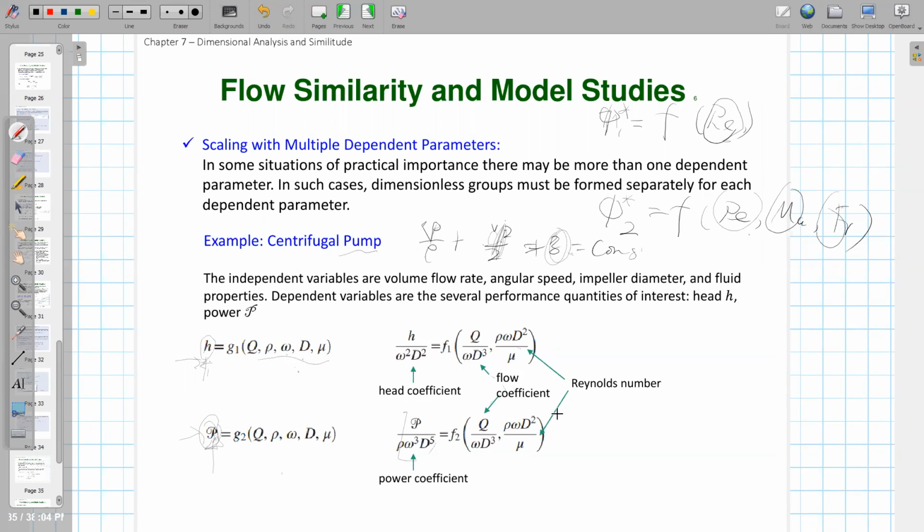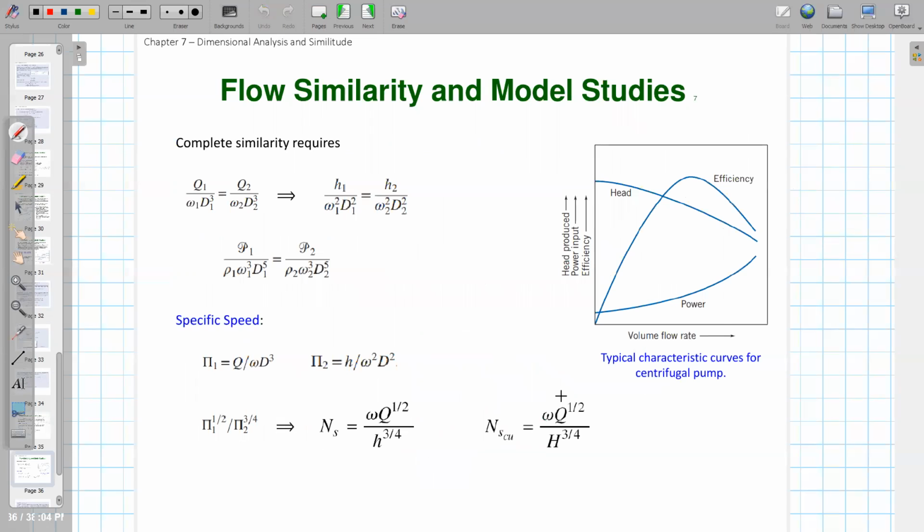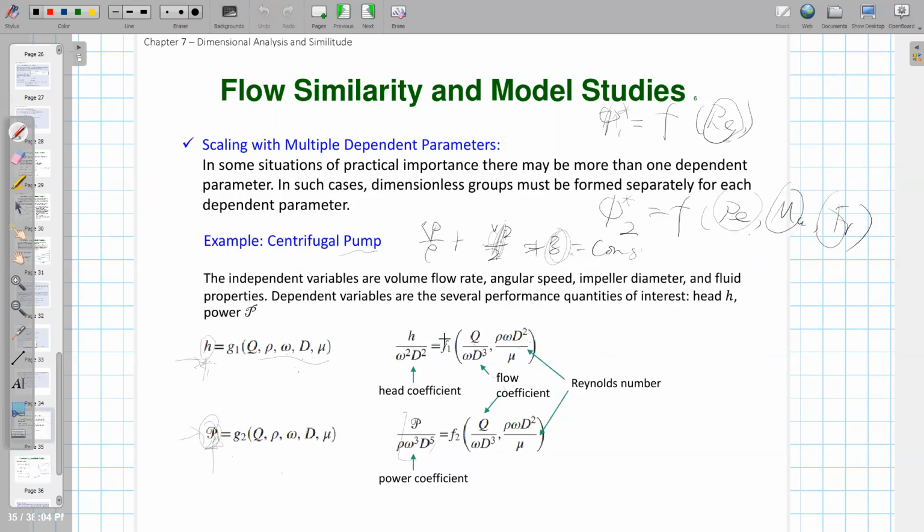And the second parameter is the Reynolds number. After you do this study, although we have two dependent parameters, if we want to achieve similarity, we just need to make sure that these two dimensionless parameters are the same for the two cases, and then we will have similarity. After that we just need to make sure this is the same and this is the same. You can rewrite this one to get this one. It's the same thing.